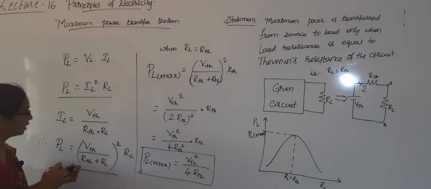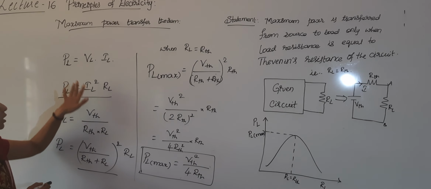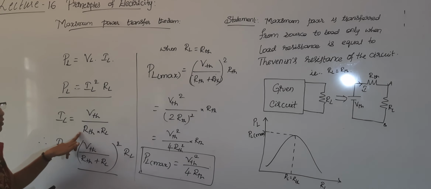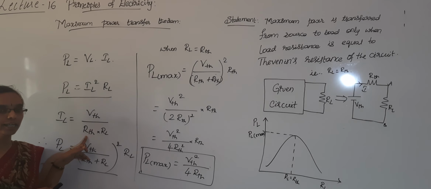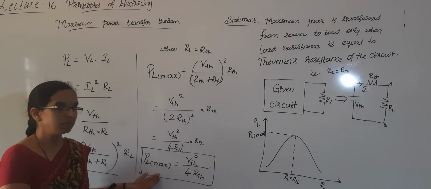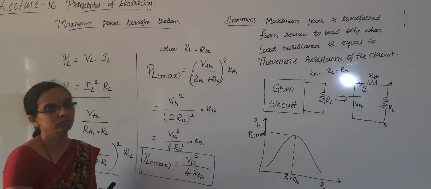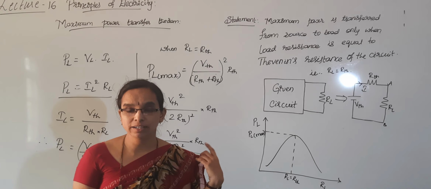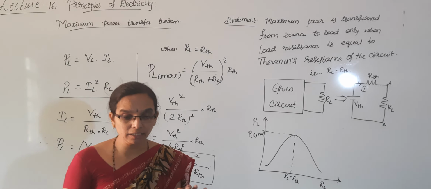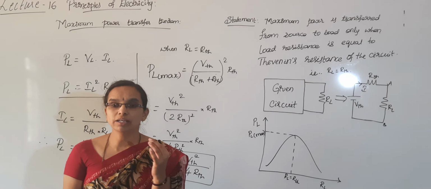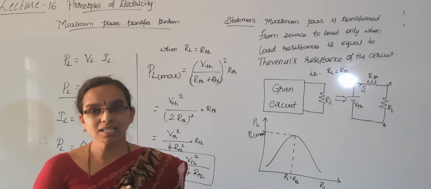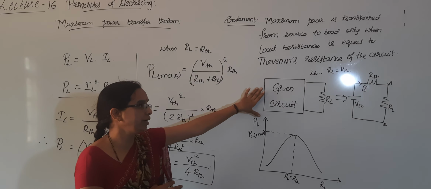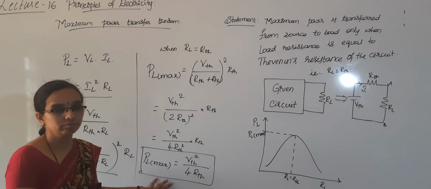So VL can be calculated as VL into IL as well. In terms of only IL and RL, it is IL square RL, where IL is calculated using VTH divided by RTH plus RL. So PL maximum is RTH square by 4 VTH square by 4 RTH. For the maximum power transfer theorem, only the statement is there, no derivation. If they ask in the examination, they will ask to state and explain the maximum power transfer theorem. At that time you have to write the statement, this circuit and this formula.